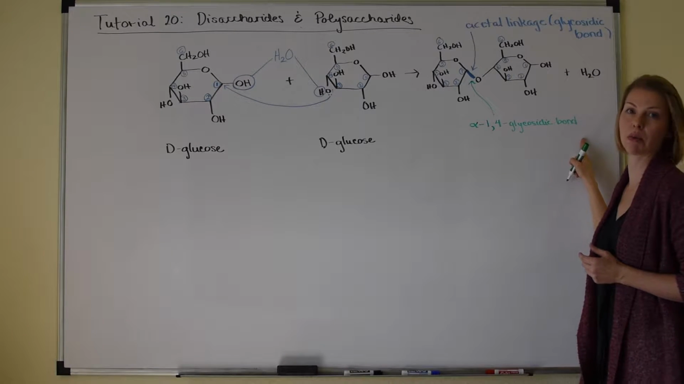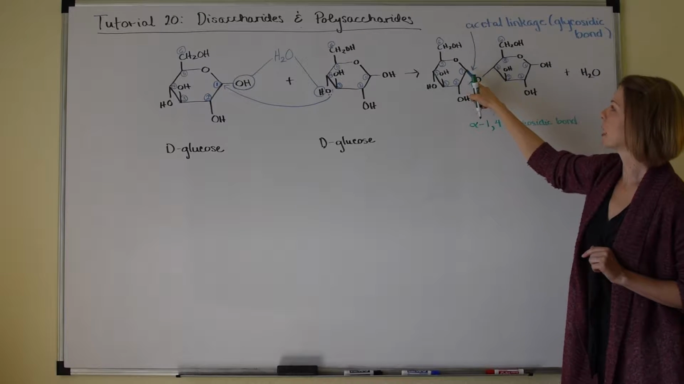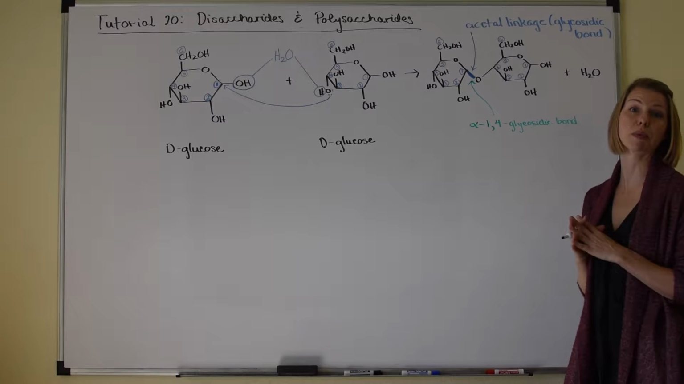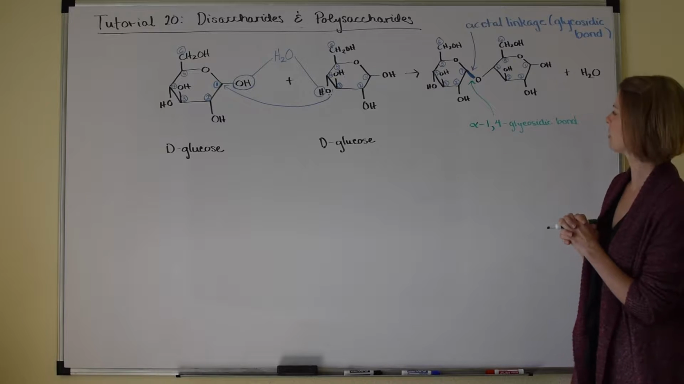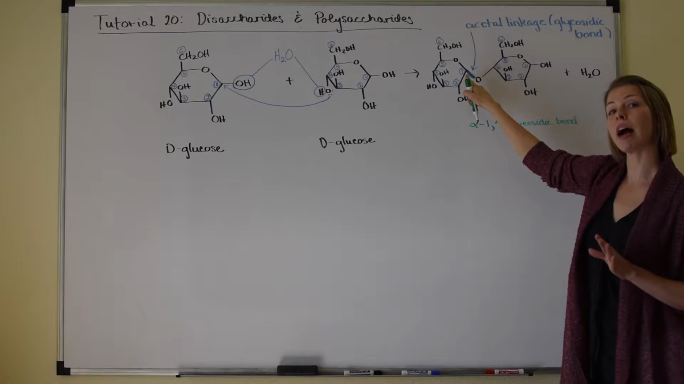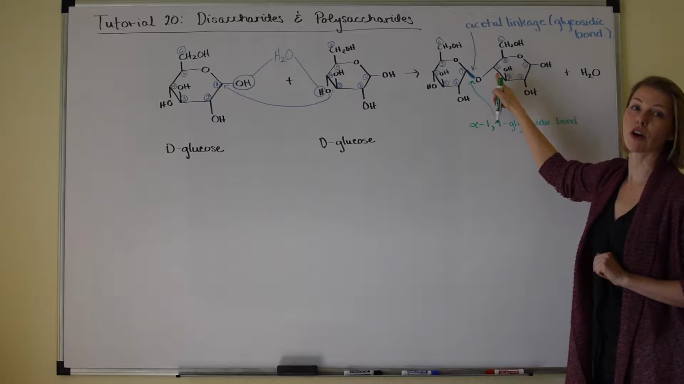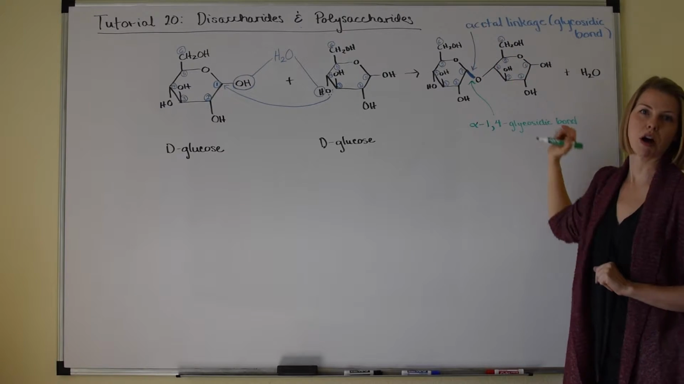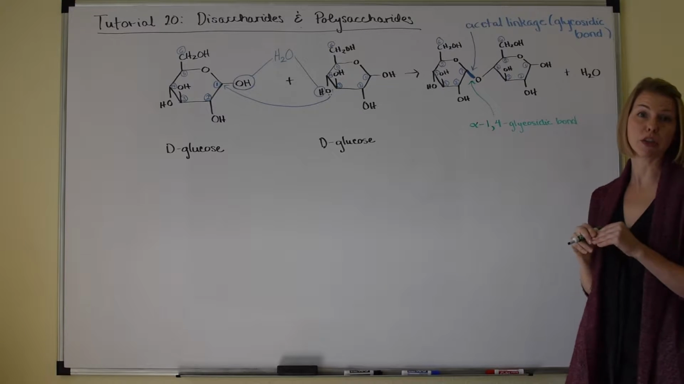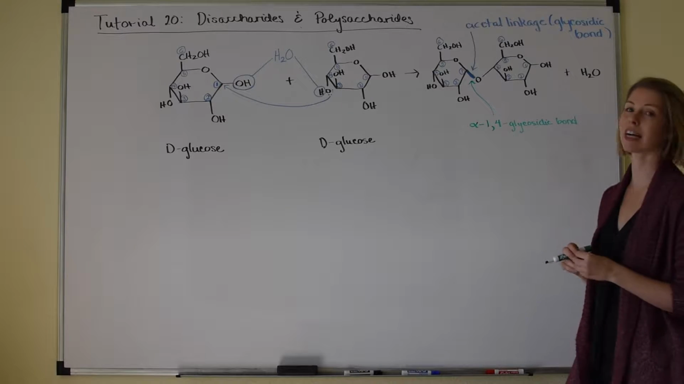1,4 glycosidic bond. Alpha because the glycosidic bond is pointing down, which is the opposite direction with respect to the CH2OH, which is always going to be pointing up in the D-glucose unit. And it's 1,4 because we're connecting carbon 1 from the first glucose molecule to carbon 4 of the second glucose molecule. And then of course it's a glycosidic bond. Glycosidic bond is the term that we use for the acetal linkage in a sugar. So an alpha 1,4 glycosidic bond.